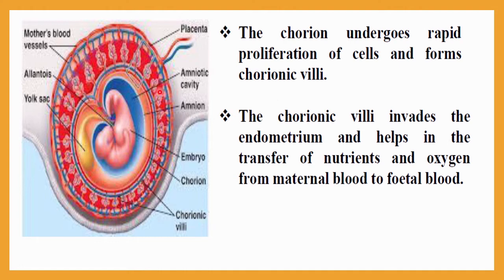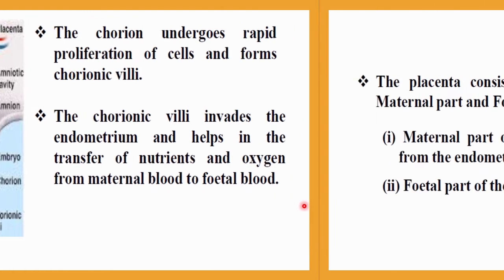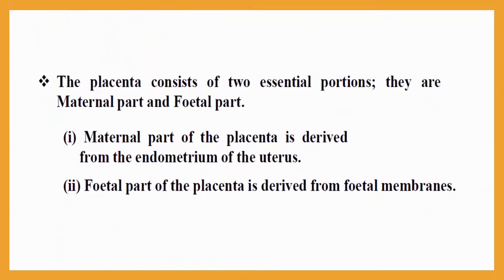You can see here these are the chorionic villi, the finger-like projections. The chorionic villi invade the endometrium. Be very clear. The chorionic villi will first invade the endometrium and help in the transfer of nutrients, and also in the transport of oxygen, from mother to fetus, meaning from maternal blood to fetal blood. Chorionic villi formation will lead to placenta formation.